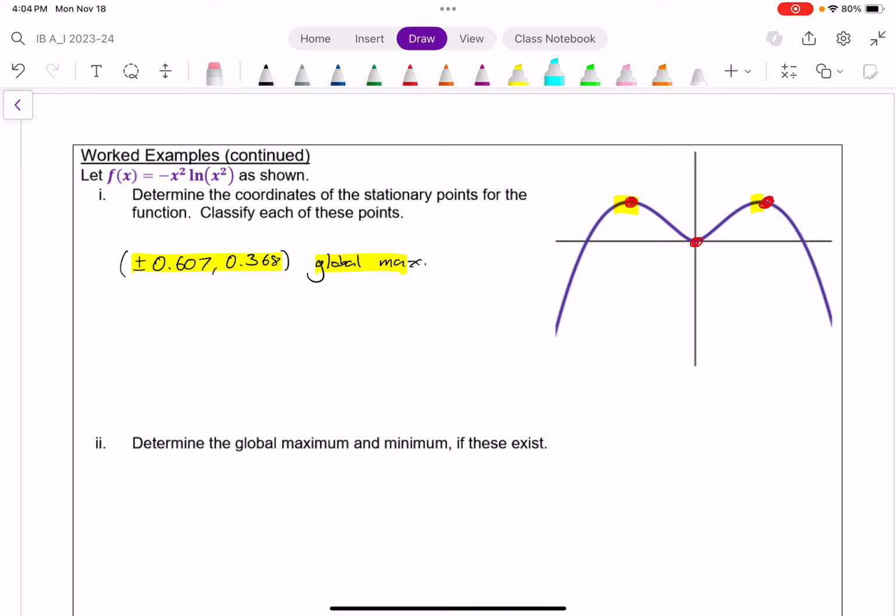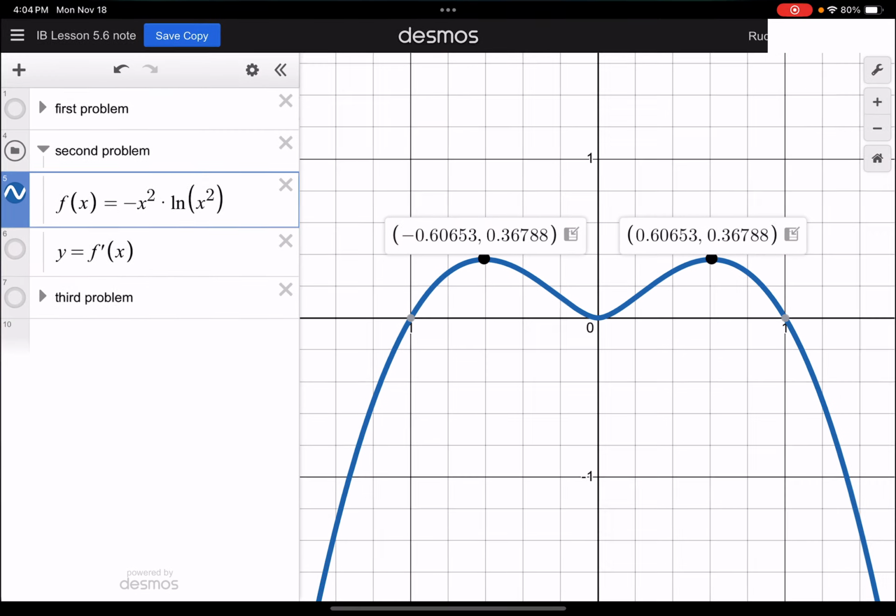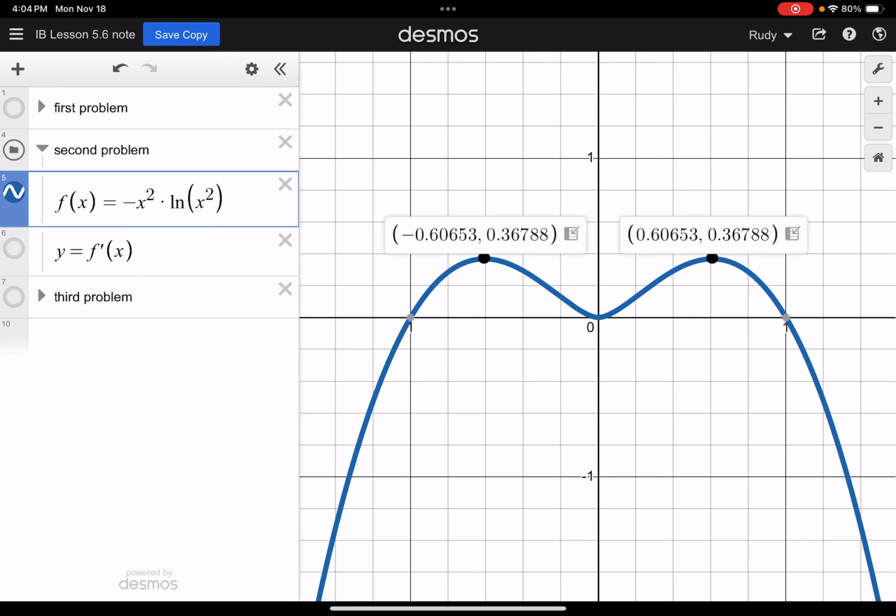So this here, what's the issue with that point there? Well, Desmos is pretty fancy compared to a lot of GDCs. And I get a sense, if I kind of drag my point here, you notice it's actually undefined right at 0, which means this function doesn't actually exist at 0, which means we can't say 0, 0 is a stationary point. This function doesn't exist here.